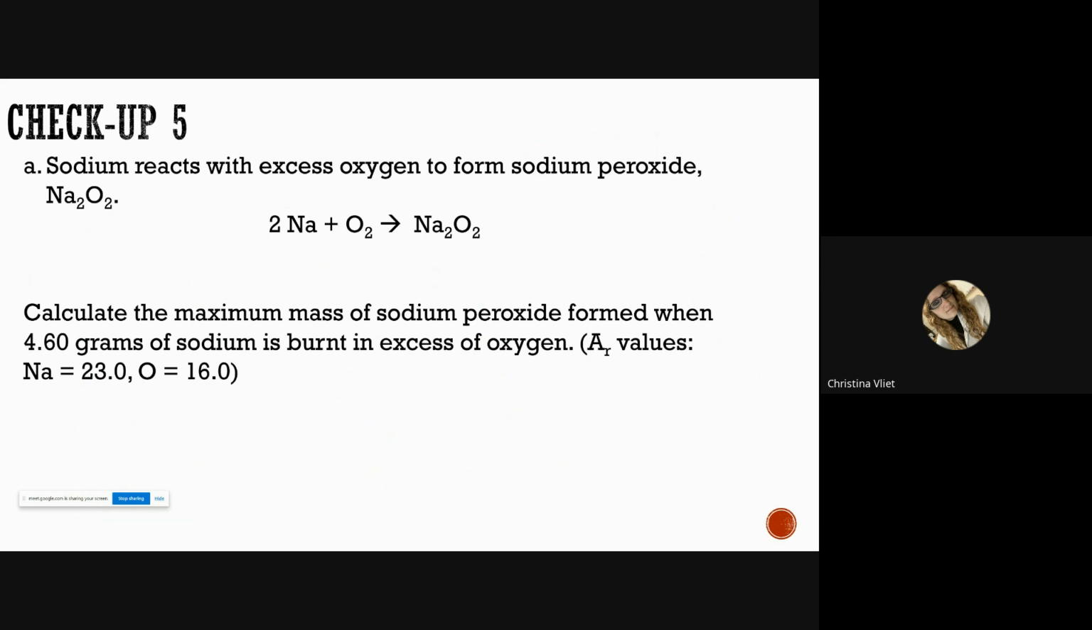Oftentimes, these are easier questions than what you actually see on a Cambridge exam, but they're good to practice to get ideas down. That's why I use them. And there's wording here that's interesting. So they tell you, same equation, right? What type of reaction is this?